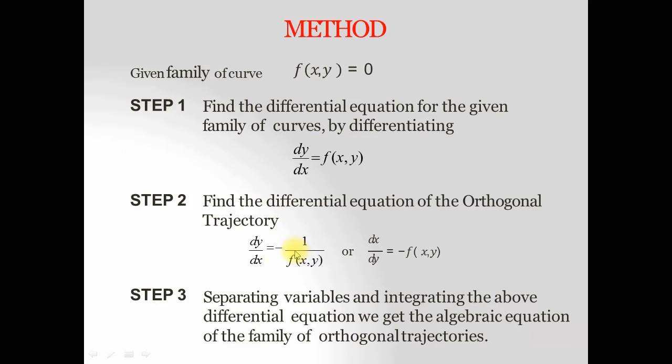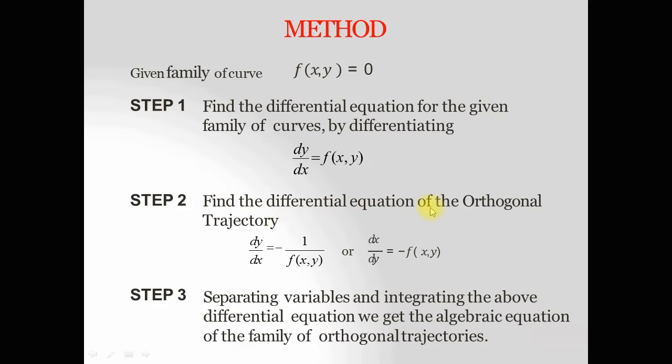So when two geometrical figures are orthogonal, then their slopes are negative reciprocals. In other words, we can say that the product of their slopes is equal to minus 1. So first of all, differentiate the given equation to get the differential equation of the given family of curves, and then, at the second step, find the differential equation of the required orthogonal curve.